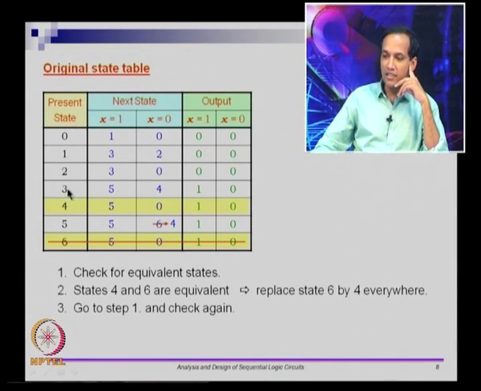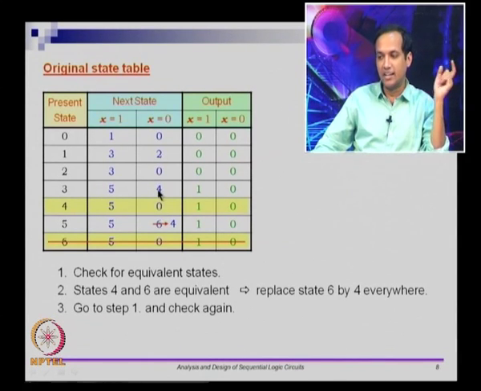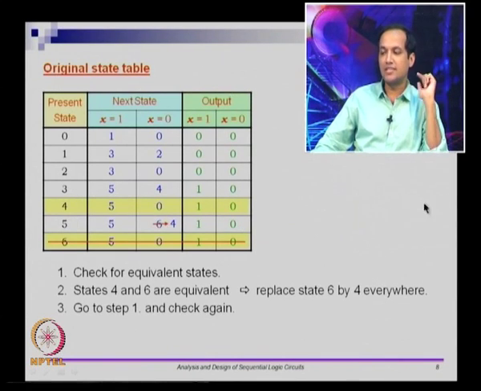It looks like 3 and 5 are going to state 5 on input 1, state 4 on input 0, because earlier it was going to 4 and 6, but now 4 and 6 we have established that they are equivalent, which means they are going to the same state on x equal to 0. They both seem to produce 1 0 as the output. So this makes state 3 and state 5 also equivalent, right.